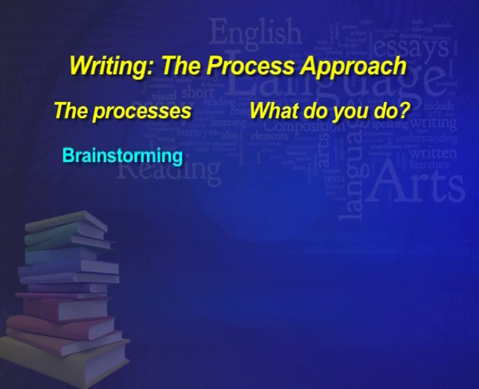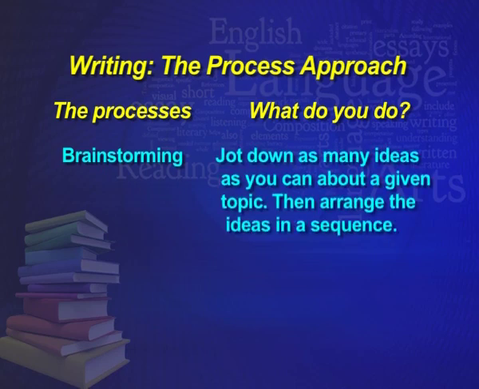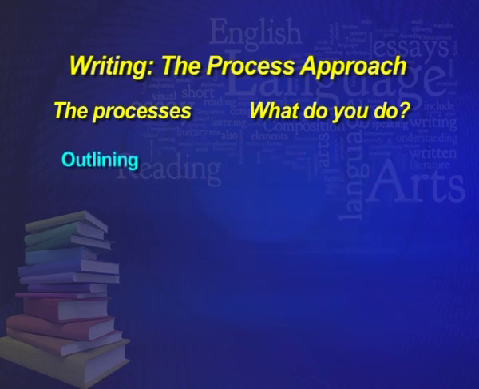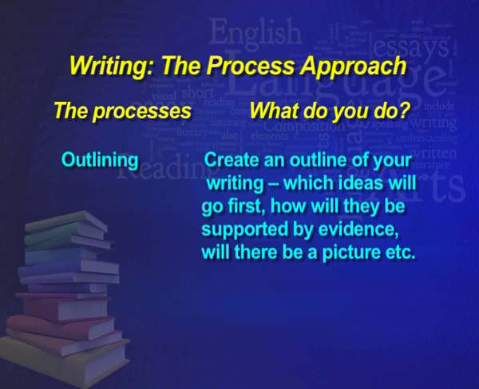So the first stage of writing is brainstorming. In brainstorming, as we have discussed, you jot down as many ideas as you can about a given topic and then arrange the ideas in a sequence. The second stage is outlining. In outlining, you create an outline of your writing. Which ideas will go first? How will they be supported by evidence? Will there be a picture, etc.?